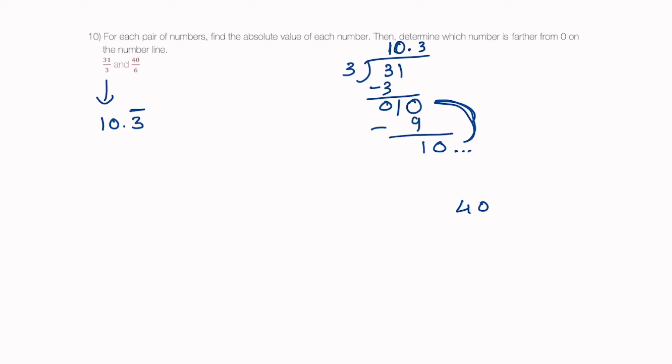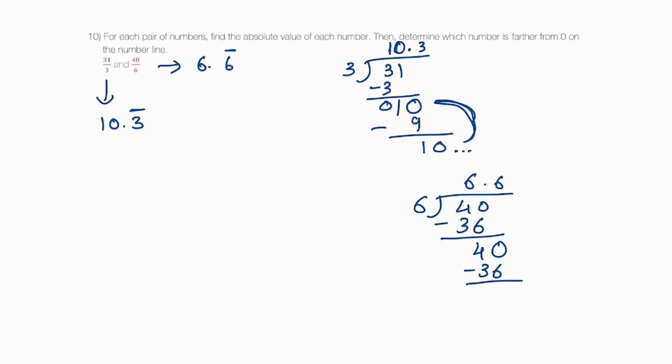Let's do the other one. 6 times 6 is 36. 4, 0, 6, 36. Do you see the pattern going on? Yes, our answer here is going to be 6.6 bar. So which number? Tell me. Yes, this one. And it's done.